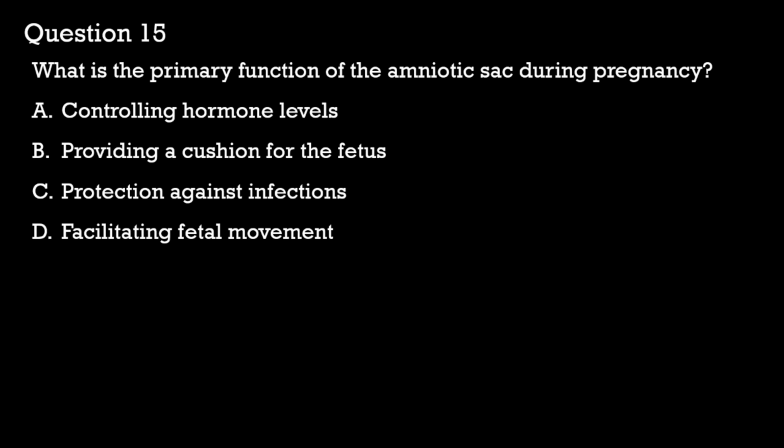The amniotic sac is a fluid-filled membrane that surrounds and protects the fetus during pregnancy. It acts as a shock absorber and it cushions the baby from bumps, movement, and external pressure. In option C, the placenta and maternal immune system play a bigger role in protecting the fetus from infections. The sac only provides a partial barrier. In option D, movement is possible because of the fluid, but cushioning is its primary role.